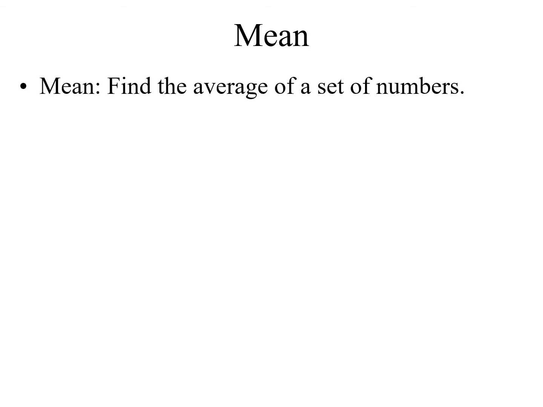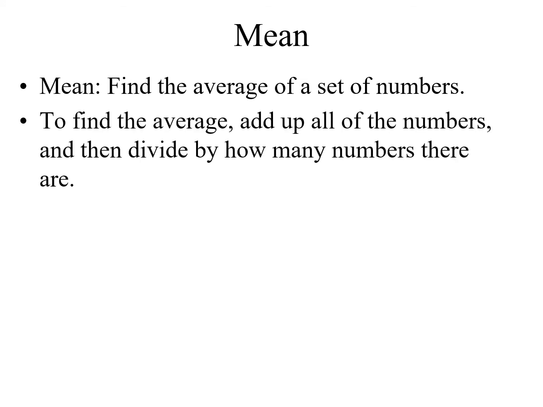So let's look at how we find the mean. The mean is the average of a set of numbers. If you don't know what an average is, all you do is add up all the numbers together, get your total, then divide by however many numbers there are in the whole set. So if you have 10 numbers, you divide by 10. If you have 5 numbers, you divide by 5.